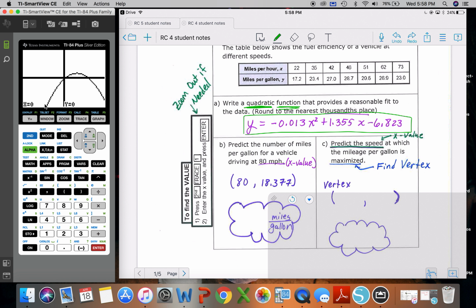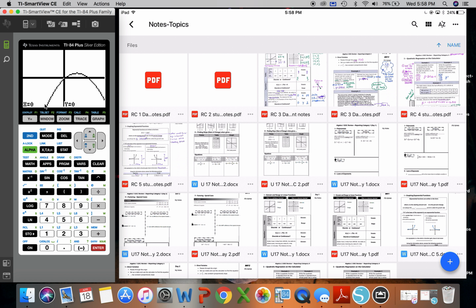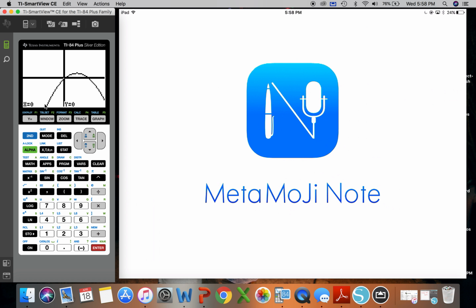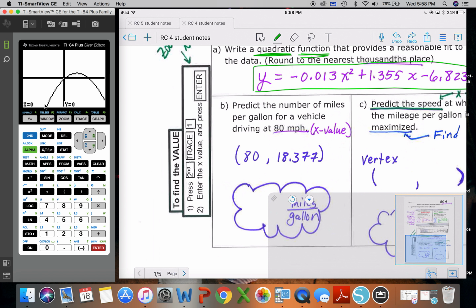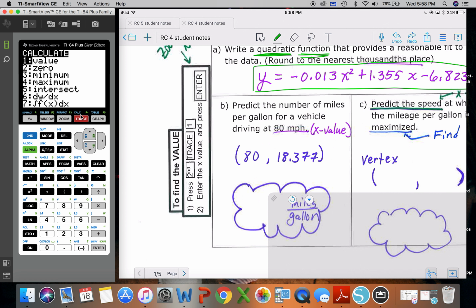I can see my full quadratic that I've been working with the whole time, but we couldn't really see it up until now. So I'm going to try these steps again now that I've zoomed out twice. So second trace 1 or enter, and then I enter the x value of 80 and press enter again. And that's where this point comes from.